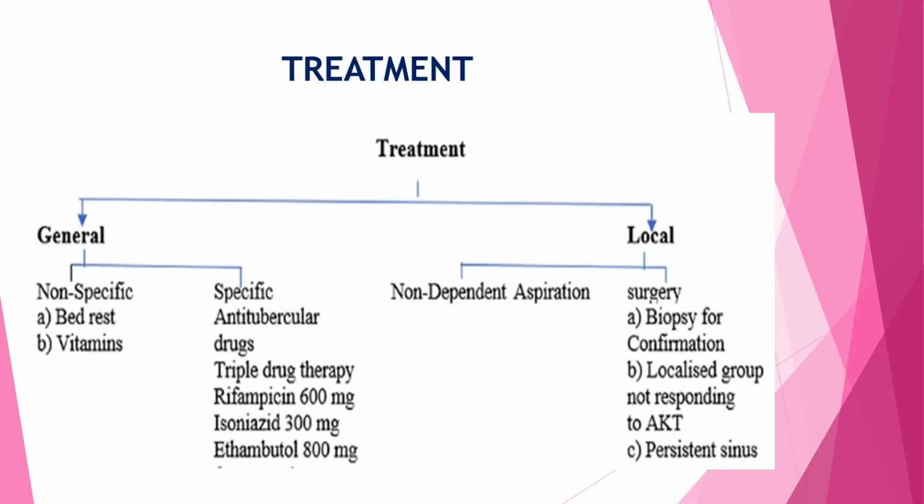Regarding treatment, it is classified as general and local. In the general one, non-specific treatments such as bed rest and multivitamin supplementation, and also specific treatments such as anti-TB drugs if the cause is tuberculosis. And the local treatment is non-dependent aspiration and observation with only anti-TB drugs or cause treatment, and surgery is indicated just to confirm the diagnosis by biopsy, or for a localized abscess which is not responding to anti-TB drugs or chemotherapy, and also surgery is indicated if there is a persistent sinus.